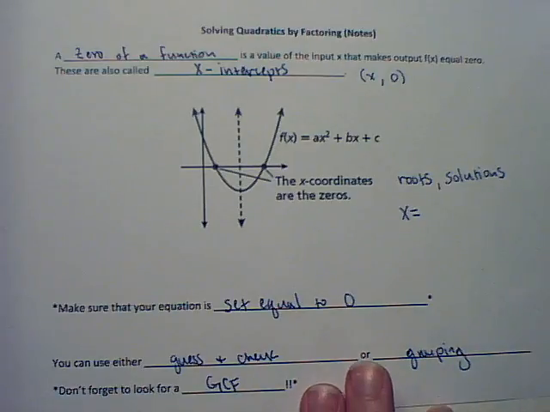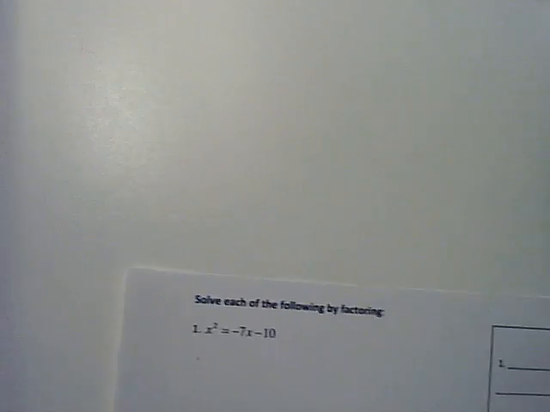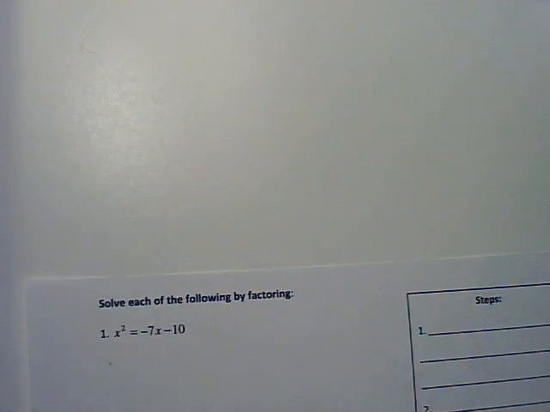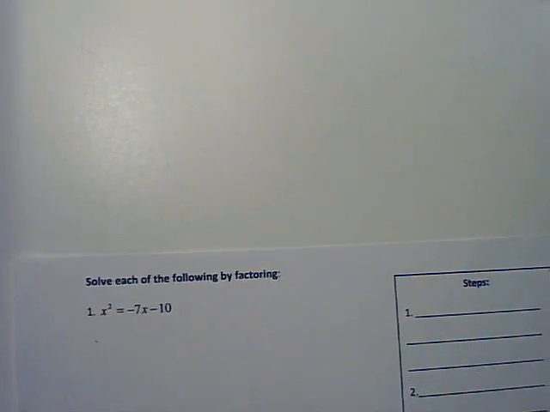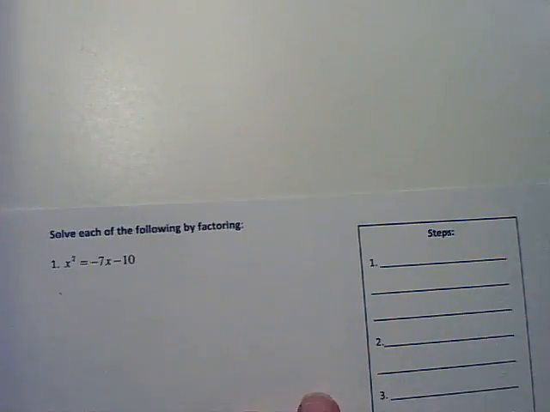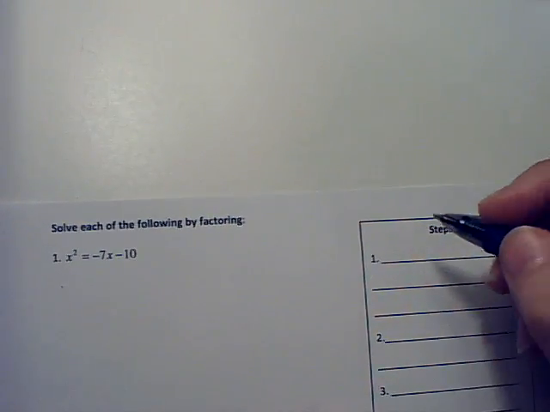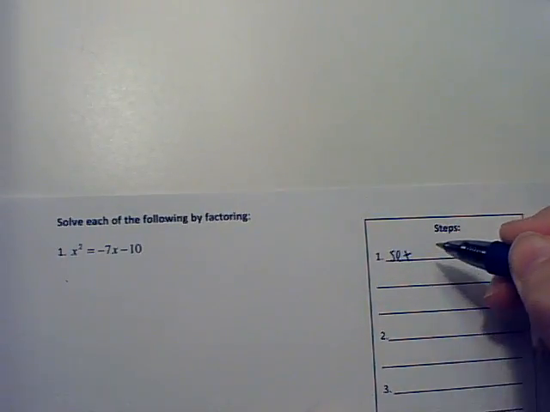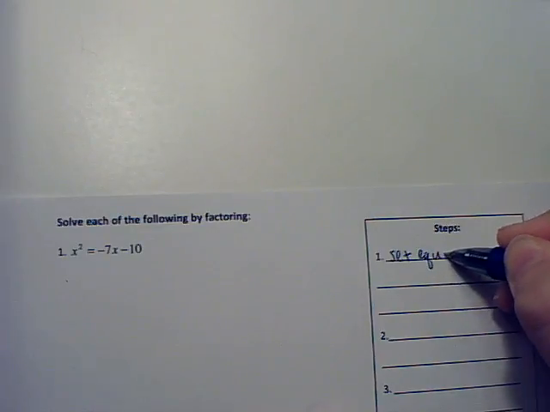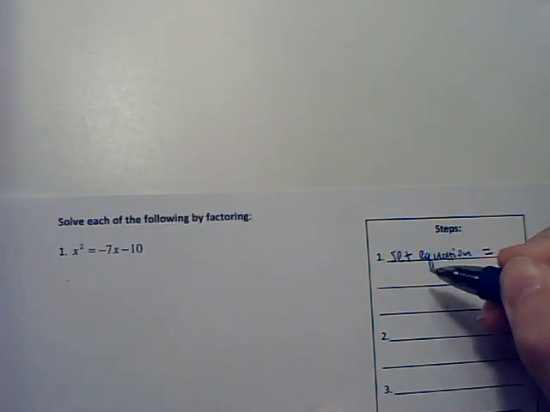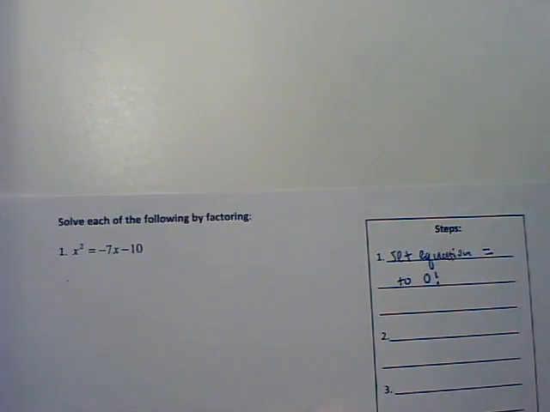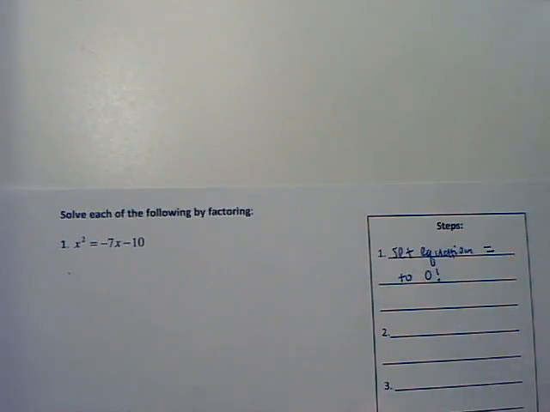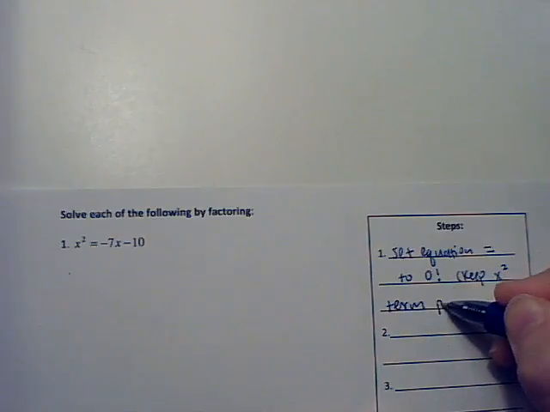Okay, so let's look at this first example. Example 1 is x squared equals negative 7x minus 10. In terms of steps, just like we wrote down a second ago, you want to make sure that the equation is set equal to 0. That is the very first step: if the equation is not currently set equal to 0, get the equation equal to 0. That has to happen. And the idea behind this too is that you want to keep the x squared term positive.